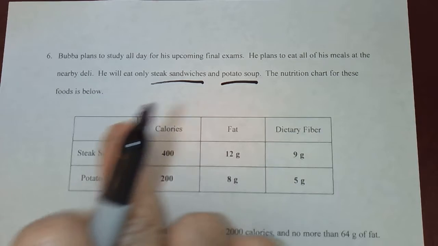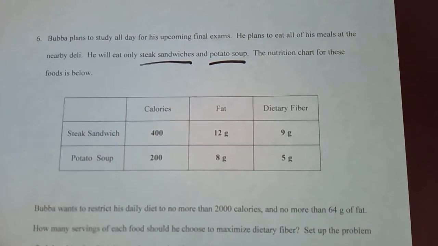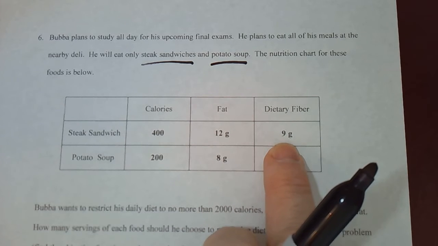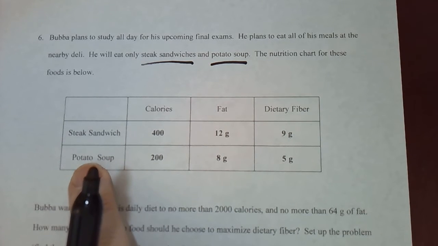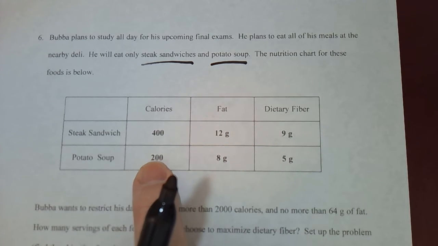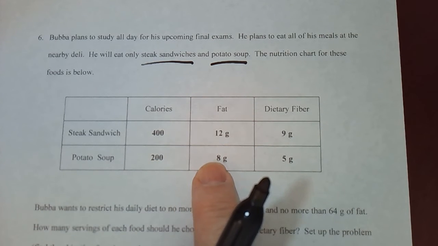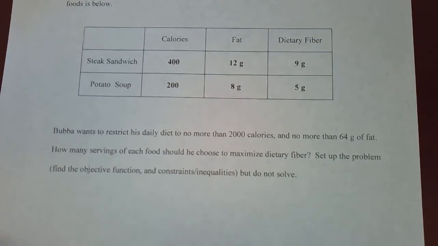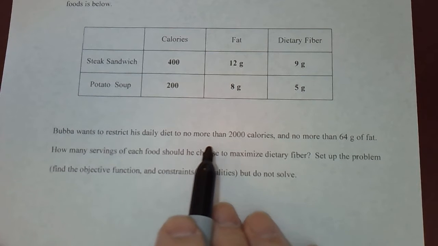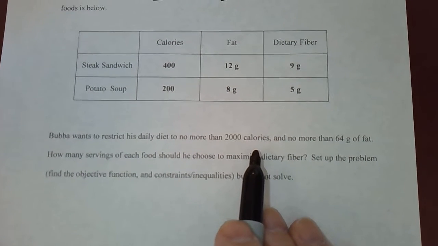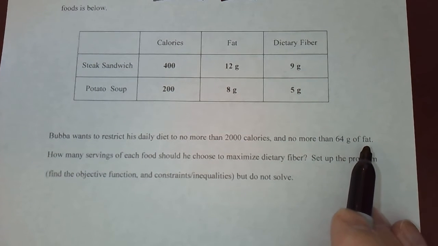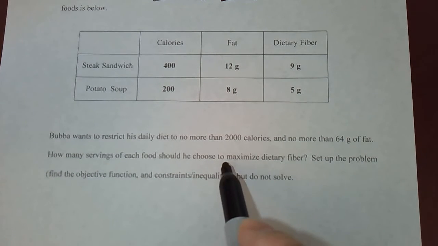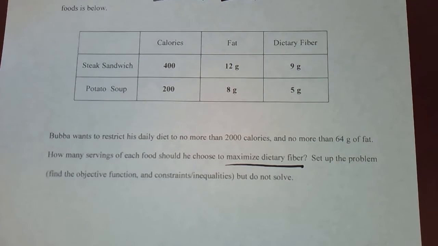And here's the nutrition chart for both of those foods. Steak sandwich, 400 calories, 12 grams of fat, 9 grams of dietary fiber. Potato soup, we'll assume it's a cup of soup each one, 200 calories, 8 grams of fat, and 5 grams of dietary fiber. Bubba wants to restrict his daily diet to no more than 2,000 calories and no more than 64 grams of fat. How many servings of each food should he choose to maximize his dietary fiber?